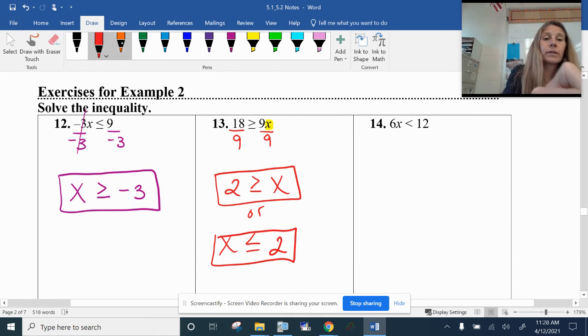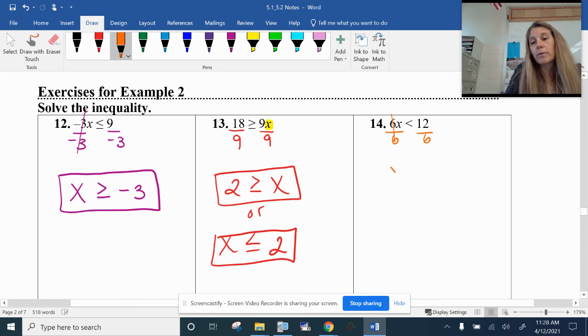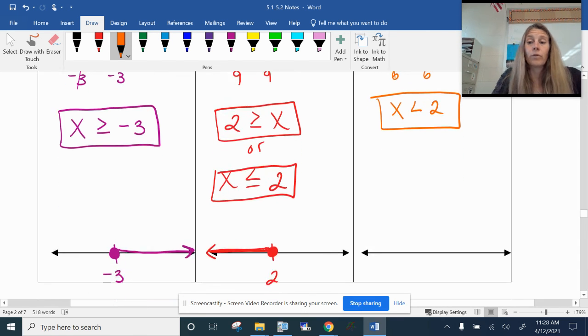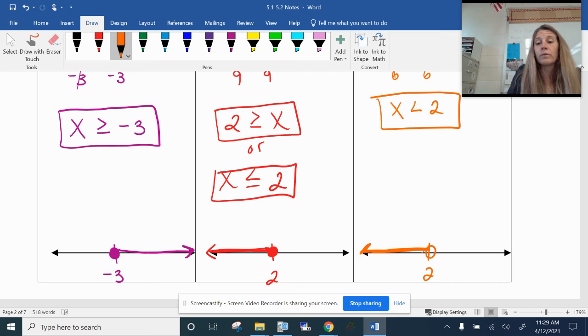And then for number 14, I'm going to divide both sides by a positive 6, so I don't need to change my inequality sign. I'm just going to leave it as x is less than 2. When I go to graph that, I'm just going to have an open circle at my 2 this time, and then I will still shade to the left.